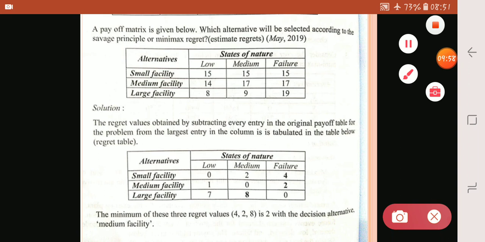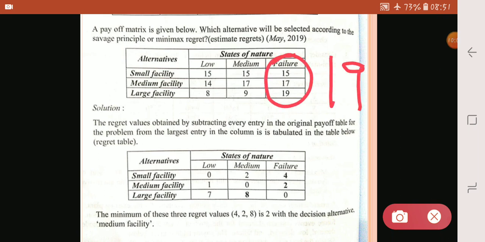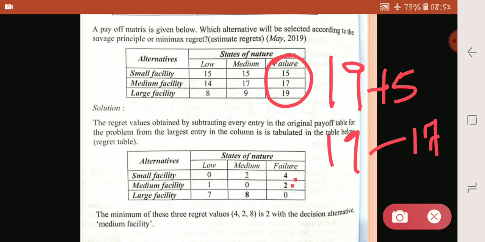Now similarly again select the last failure column. Here the maximum value is 19. 19 minus 15, you will get 4. Then 19 minus 17, you will get 2. Then 19 minus 19, you will get 0. That should be written in this column.